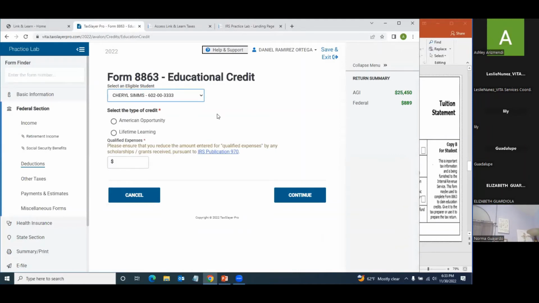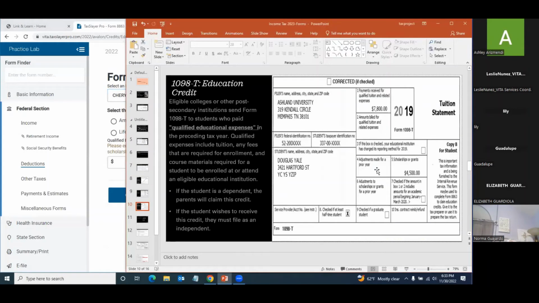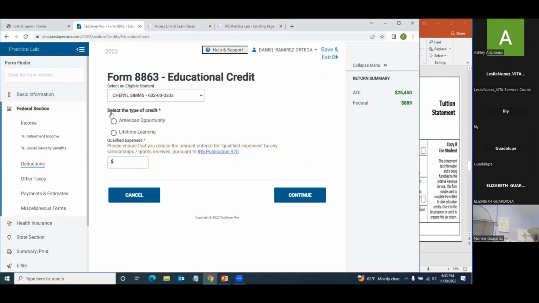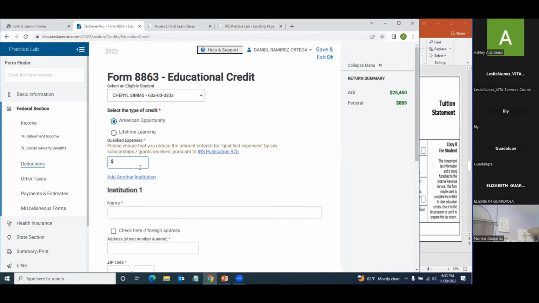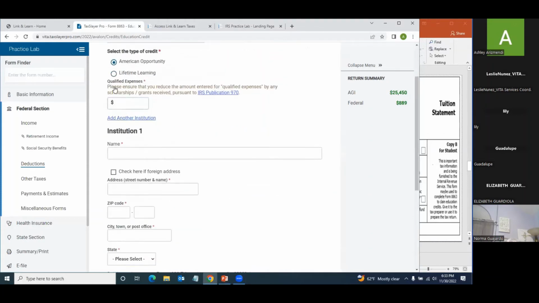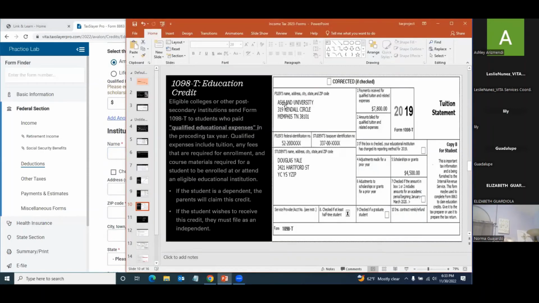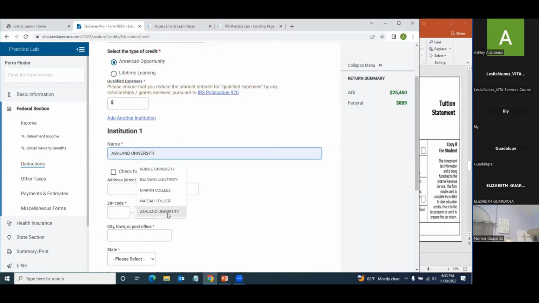We're not going to keep this information in, but we're going to put it in there just so I can show you how to fill out the tuition statement. So we're going to leave the dependent's name. We're going to click American Opportunity, because let's say that this is her first year in college. And then we'll get to the qualifying expenses. The name of the university is Ashland University, so we're going to put in Ashland University.